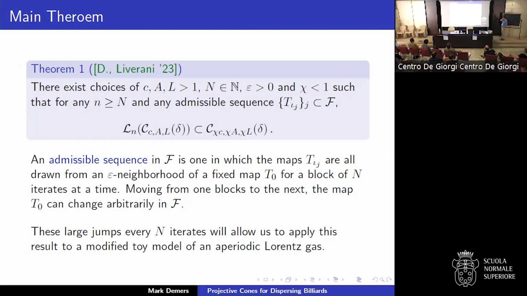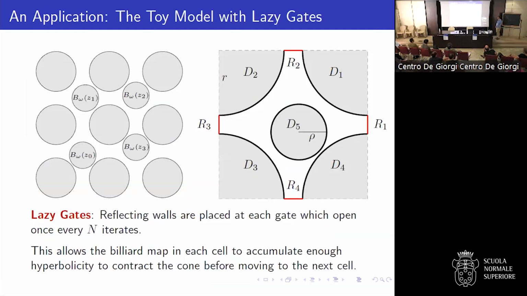Right. And it's exactly this kind of large jumps between blocks that allow us to apply, at least sort of apply, this result to the aperiodic Lorentz gas. You'll see how we have to modify it. It's not quite satisfactory yet, but we'll try.